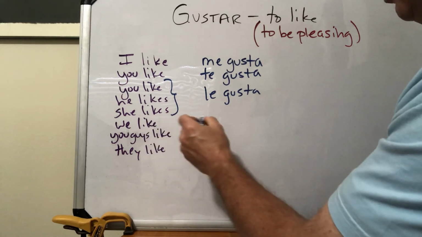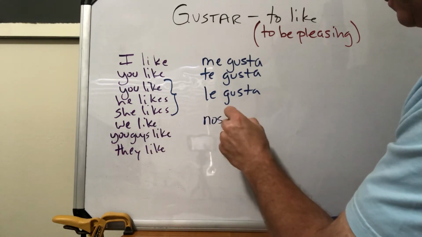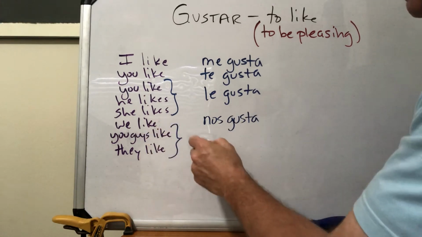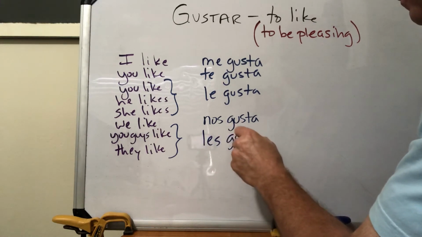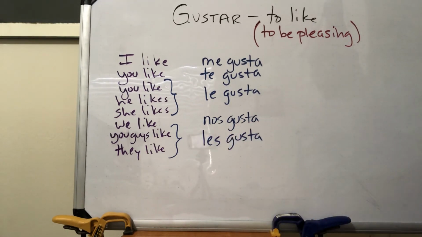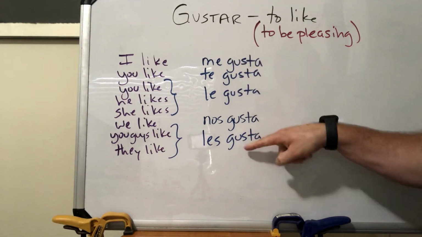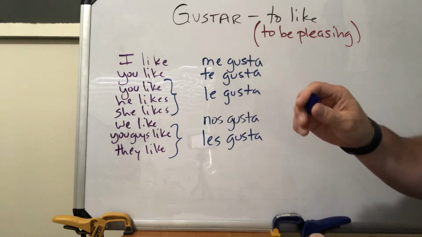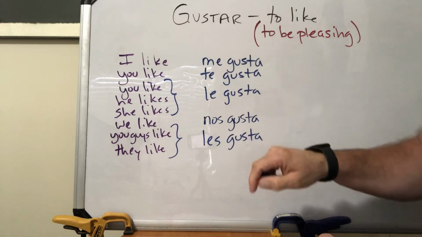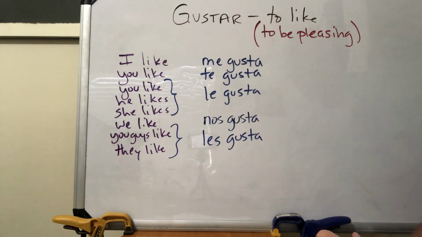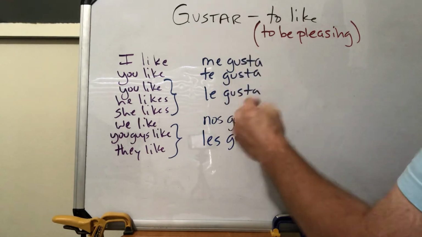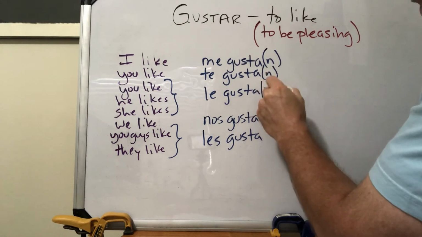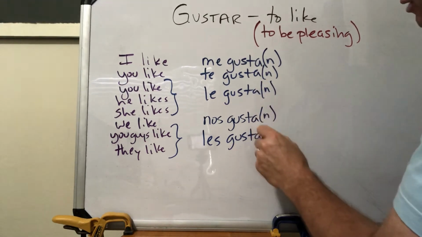Okay, so "we like" is nos gusta. And then these two are the same, so this would be les gusta. Now, the gusta is going to stay the same for whatever sentence you're trying to write in this section. And then the me, te, le, nos, and les will change depending on who it is. Now, I'm going to go to these gustas and put a little n in parentheses. Those are really the only two forms of gustar that we use, gusta and gustan.